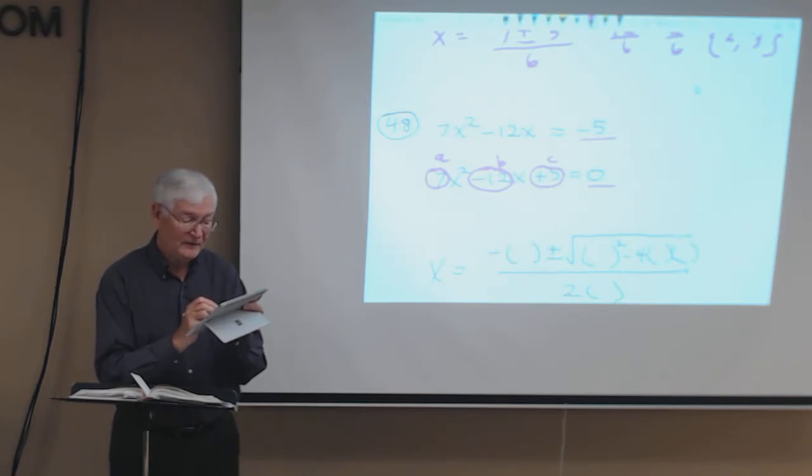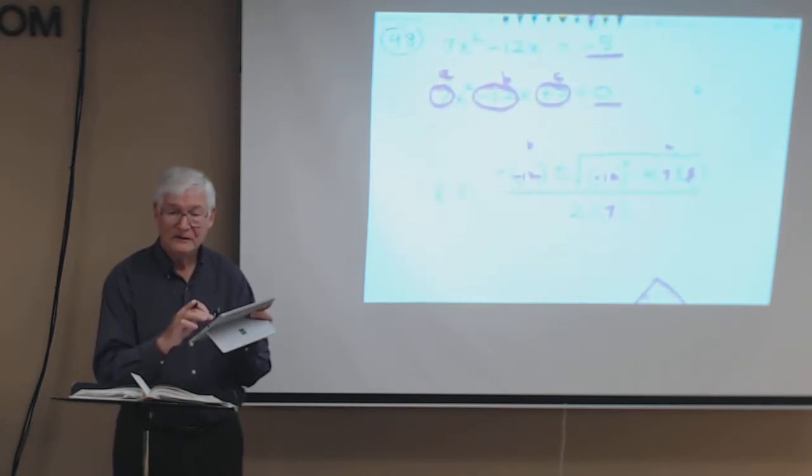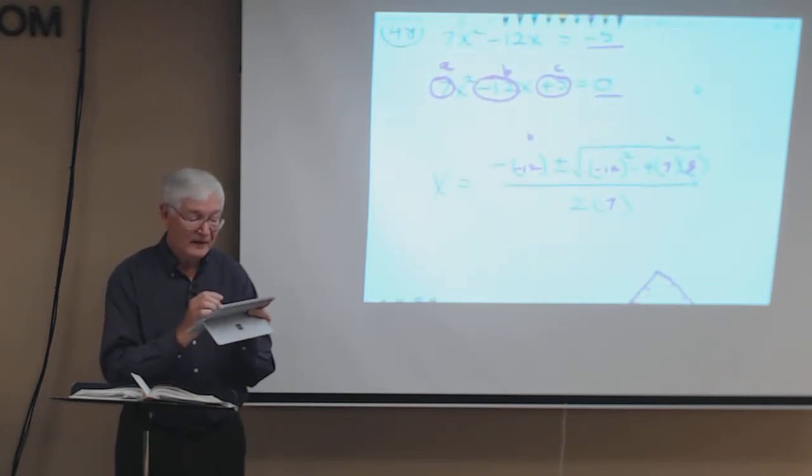Then put down here. What goes here? B. So that's negative 12. What goes here? B. So that's negative 12. What goes here? A. So that's 7. What goes here? C. So that's 5. What goes down here? A. So that's 7. Everybody see where I'm getting the numbers?